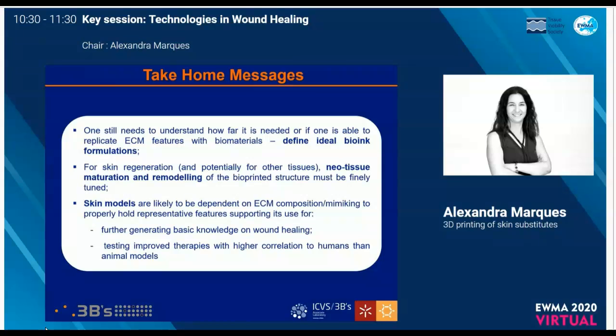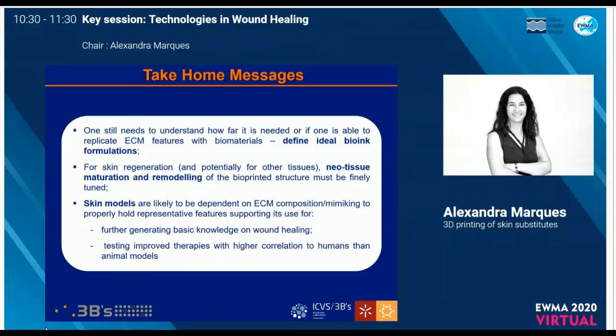So, just as take-home messages, and to conclude, the ideal bioink formulation is still to be defined. It still needs to be understood if we can have biomaterials that replicate sufficiently the native extracellular matrix. For skin regeneration and potentially for other tissues, we still need to go a little bit further and to promote tissue maturation and to understand to what extent remodeling happens in our 3D printed tissue substitutes.